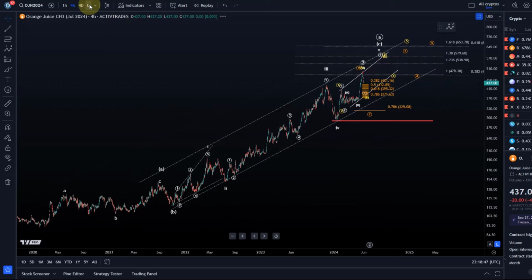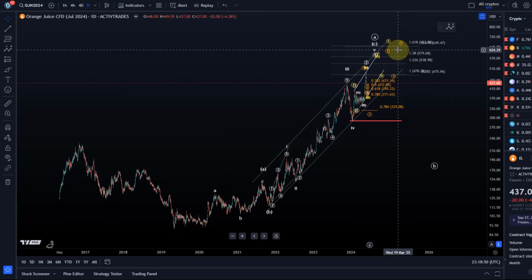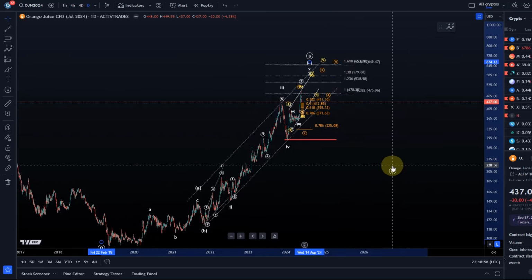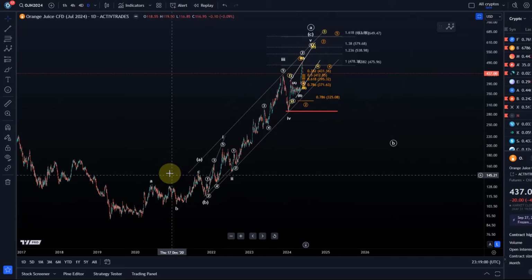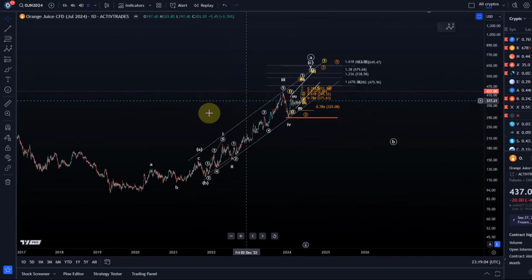So that gives you targets. And then, as soon as this count is finished, possibly at 650, at some point there we will need to revisit it, but it's possible that this B wave pullback starts then. I mean, there's something different possible here, but this makes most sense to me.